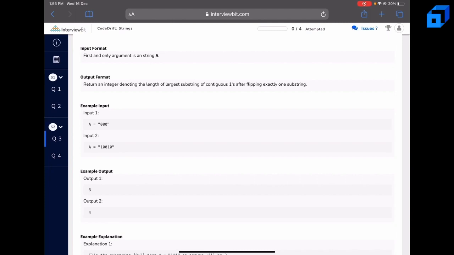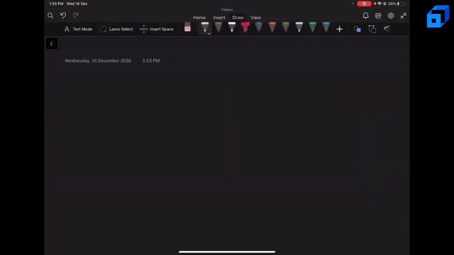So let's look at the solution outline. One thing you can observe is it is always beneficial to flip a substring which consists only of zeros. So for example, we have 0, 0, 0, 1, 1, 1, then 0, 0, 0, 0, and then some 1, then 0, 0, then 1, and so on.